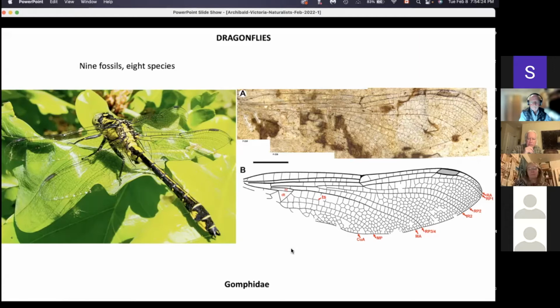But one of the nice things about working with Rob is he looks at modern ones, and so he's a lot more familiar with the terminalia on the end of the abdomen and some of those other body characters that I don't really see too often in the fossils.